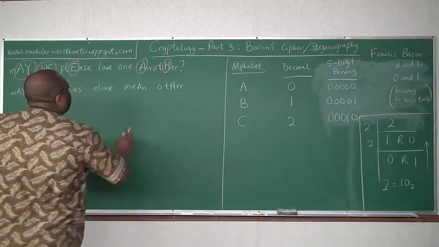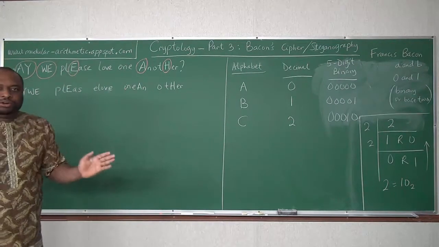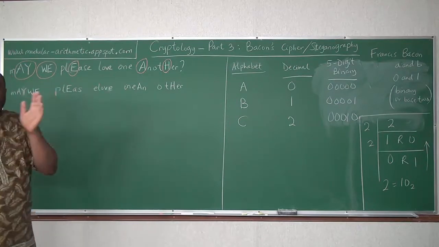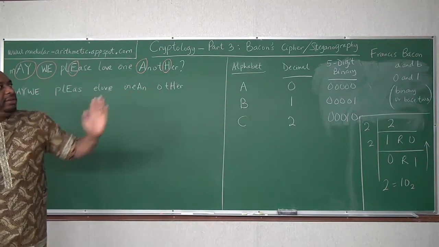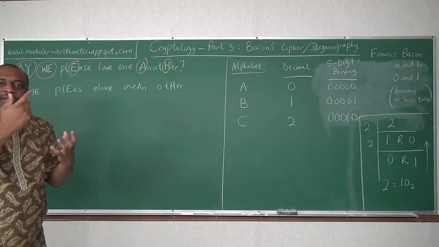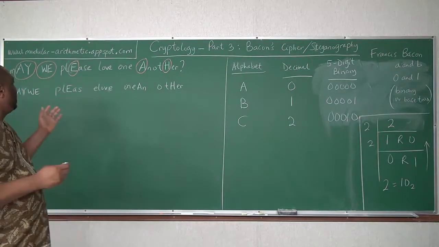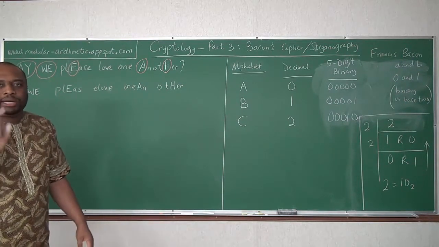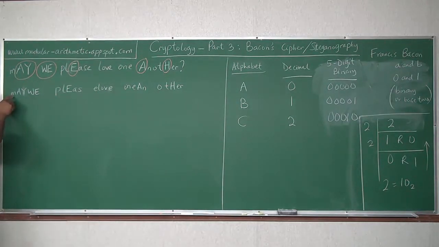Okay? So the first thing you want to do is decode the secret message. Inside this message, put it in groups of 5, because Bacon Cipher uses 5-digit binary. Then here, because I'm using chalkboard, lowercase letter is 0, okay, and uppercase is 1. So this lowercase here is 0, and I have 1 1 1 1. You see that? 0 1 1 1 1 1 1.